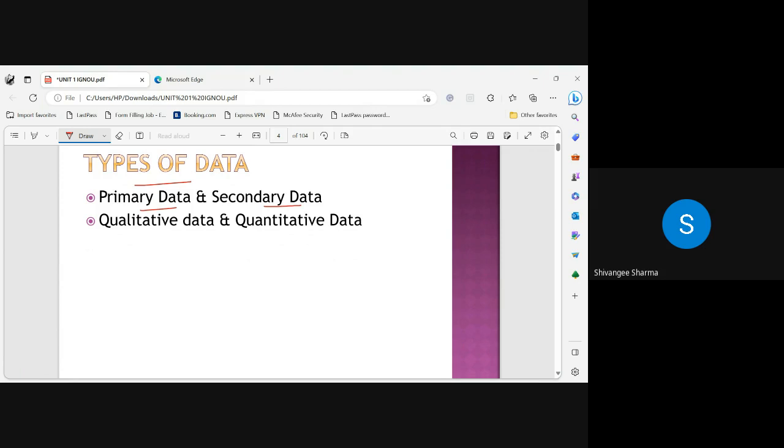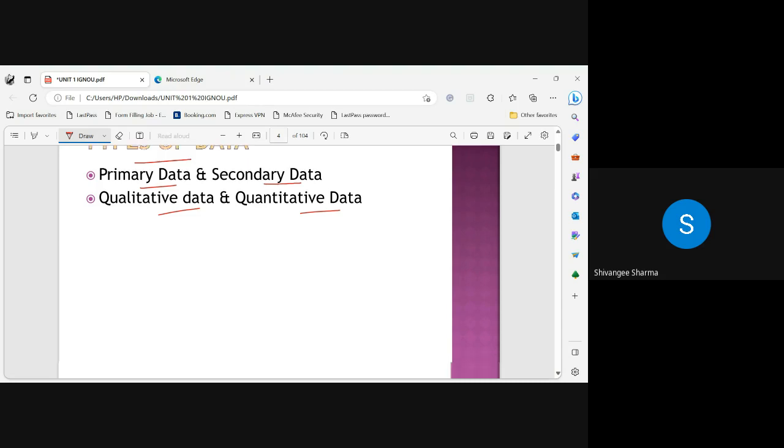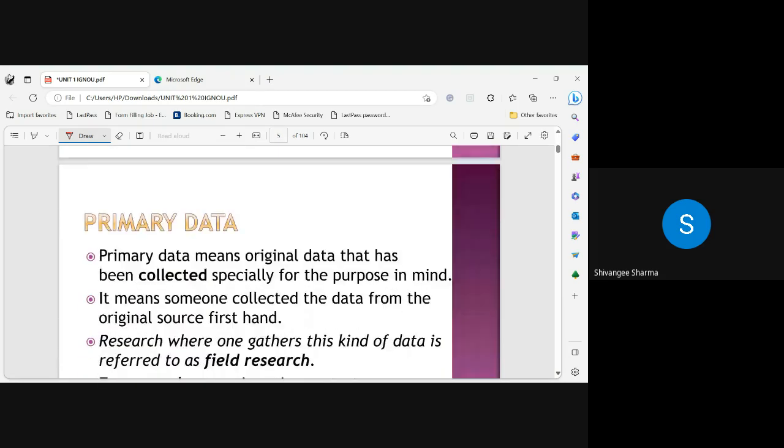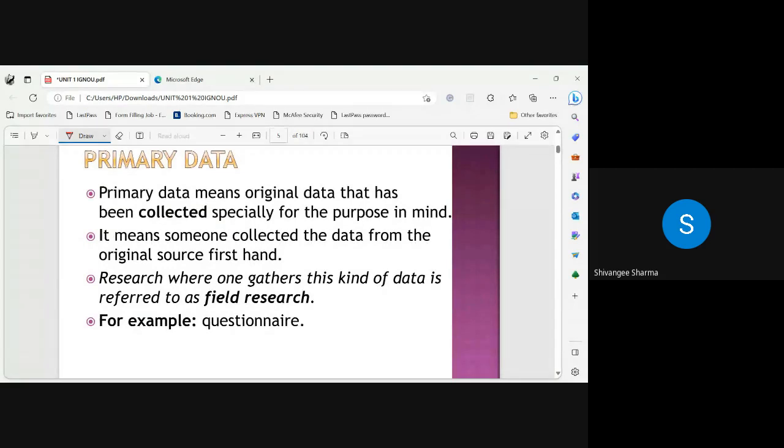So if it is related to quality, then it is qualitative data, and if it is related to quantities, quantifiable items, then it is quantitative data. Now let's take each and every type of data one by one. The very first is primary data. Primary data means the data which has been collected specially for the purpose in mind.